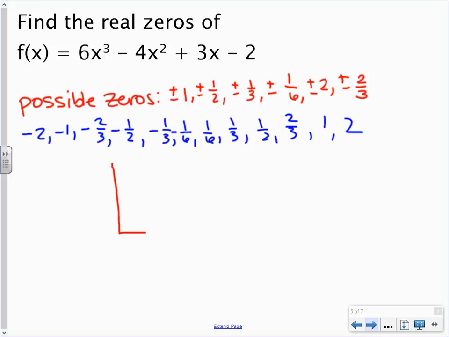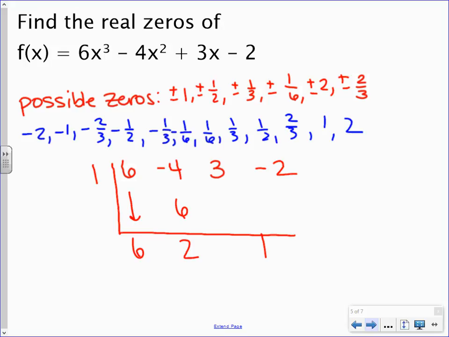So when we go to try synthetic division with 6x cubed minus 4x squared plus 3x minus 2, the first C value we're probably going to try is what? 1, okay? 1 is a positive C value, right? We drop down the 6. 6 times 1 is 6. We add it to get 2. Multiply to 2, add to get 5. Multiply by 1, add to get 3. Okay? So it doesn't work.